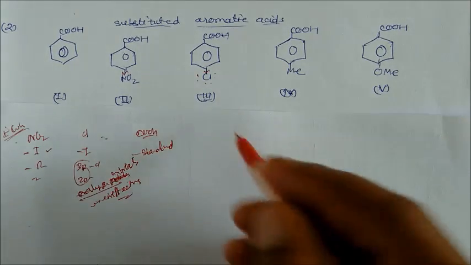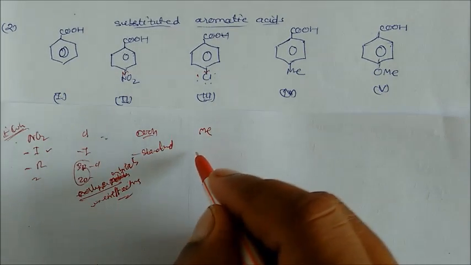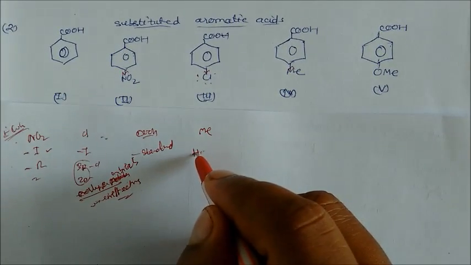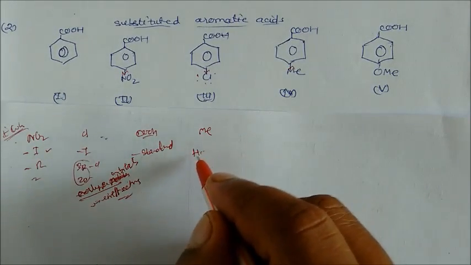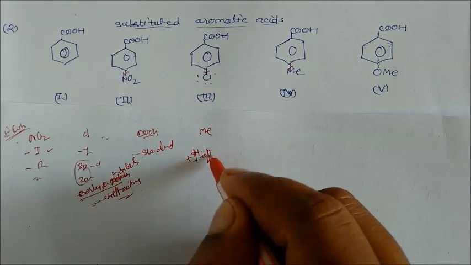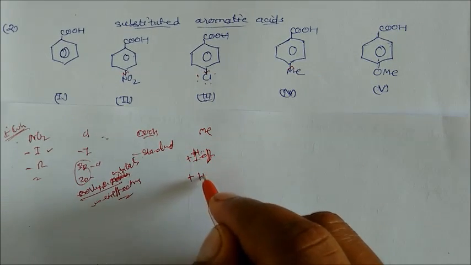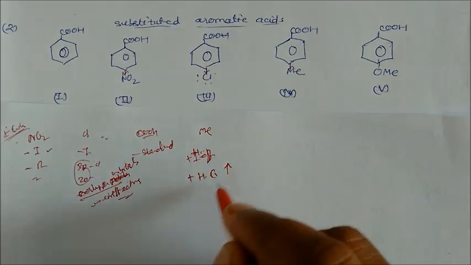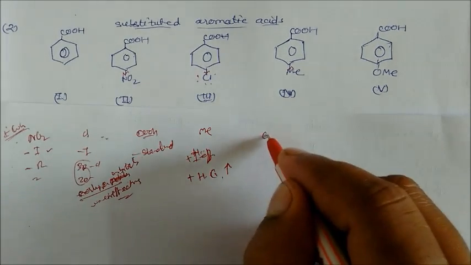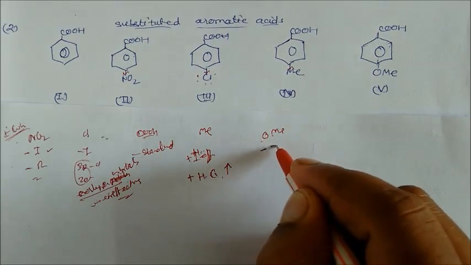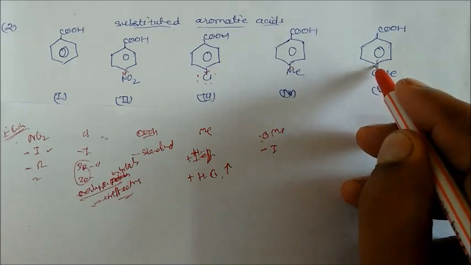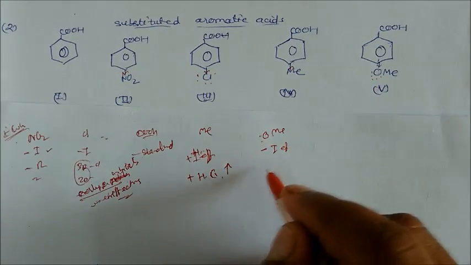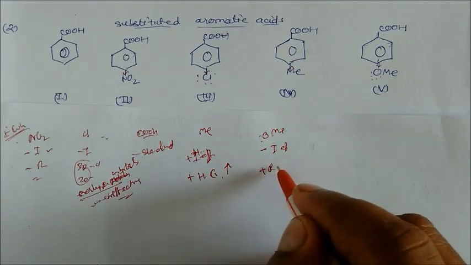Now we'll take Me. In case of Me, there will be hyperconjugation. This is the electron donating group. Again we can say the plus I effect is there, and again we have the plus hyperconjugation effect. So the hyperconjugation effect is greater over here due to methane. But if you take OMe, we have a minus I effect due to the oxygen, so they will give a minus I effect. But we have a lone pair on the oxygen, so due to the lone pair on the oxygen we will have a plus R effect.